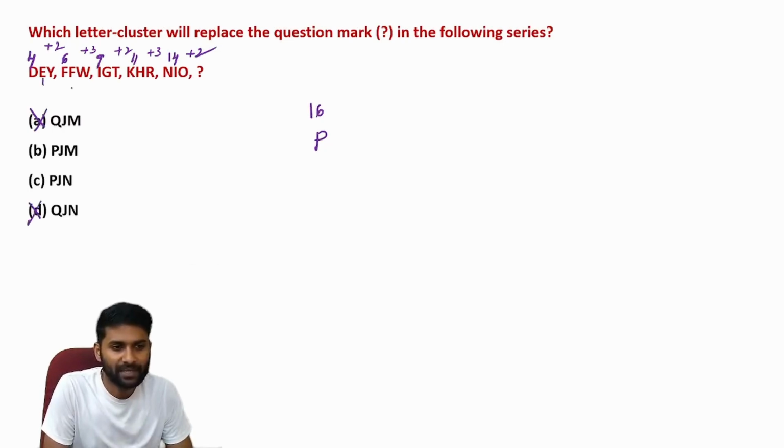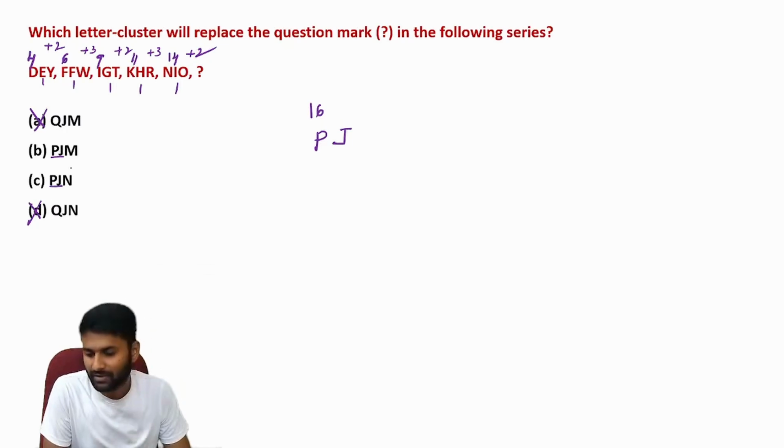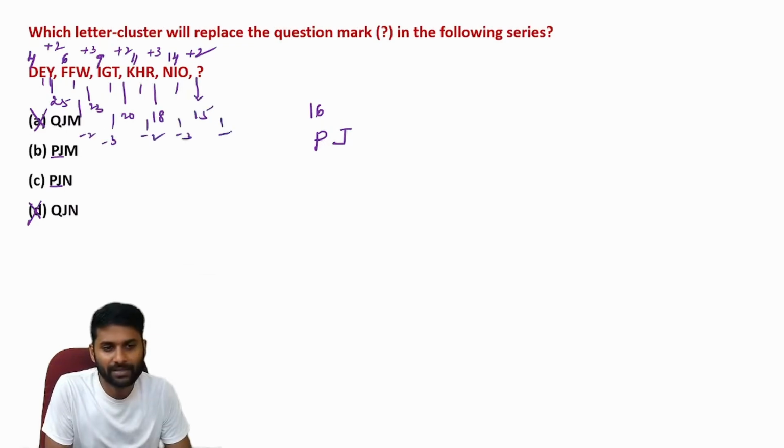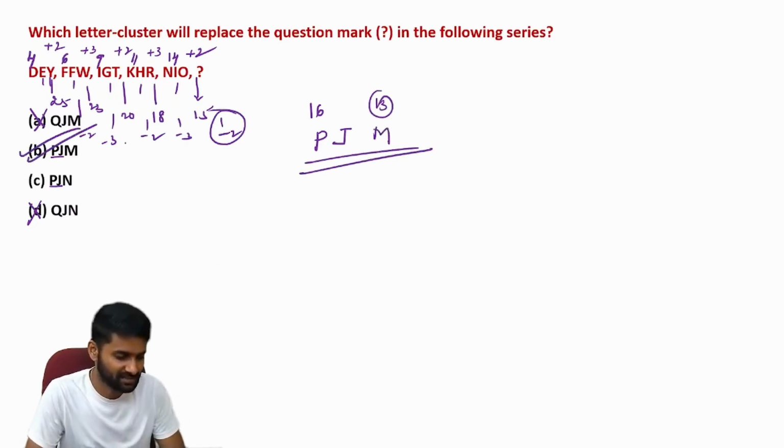Now see E, F, G, H, I. So the next letter is J. According to the options, P, J and P, J both are available. Go through the next one. See Y, W: Y is the 25th letter, W the 23rd letter, T 20, R 18, O 15. Guys, if you observe again, it is minus 2, minus 3, minus 2, minus 3, minus 2. 15 minus 2 is the 13th letter, and the 13th letter is M. So the answer P, J, M is the correct answer.